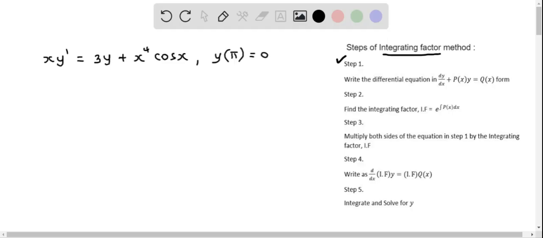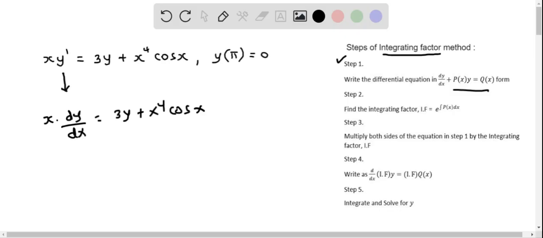In step 1, we have to write the differential equation in dy by dx plus p of x y equal to q of x form. So I'm going to write down this equation in this form. First, let me rewrite this y prime as dy by dx. So I can write down this as x times dy by dx equals 3y plus x power 4 cos x.